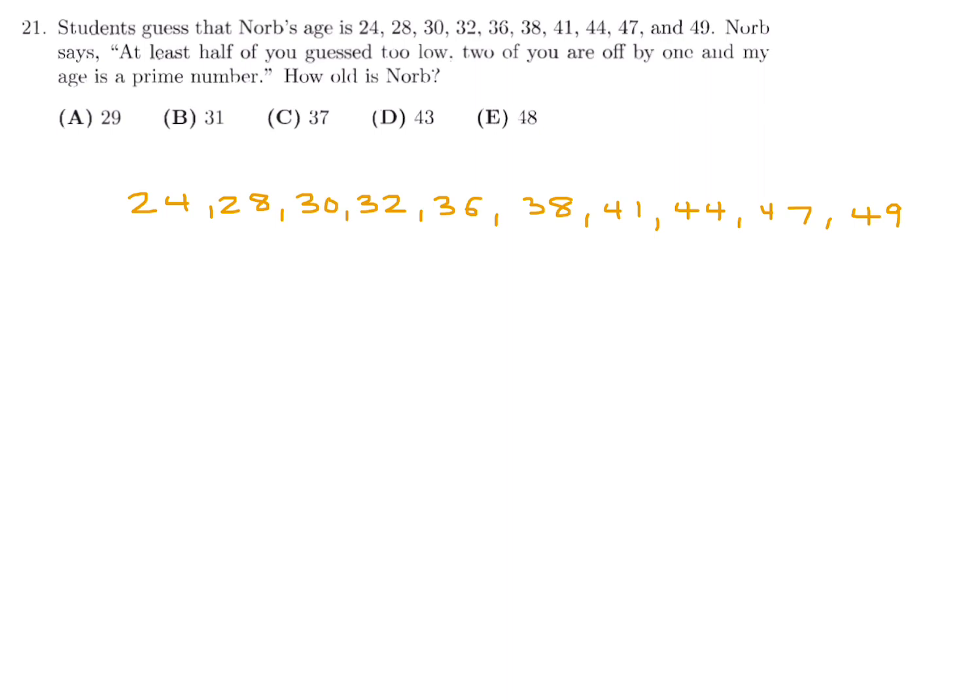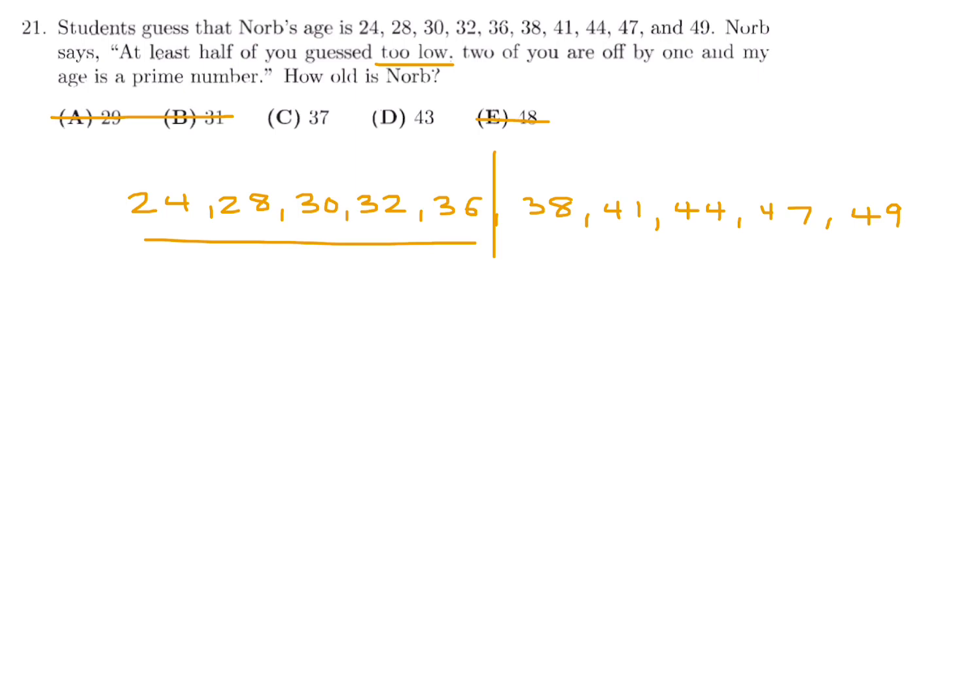At least half of you guessed too low. So that means of these 10, half, these guys, all guessed too low. So that means that his age is obviously greater than 36. So we can cross out those two. And we can also cross out E since his age is a prime number and 48 is not prime. So we got 37 and 43.